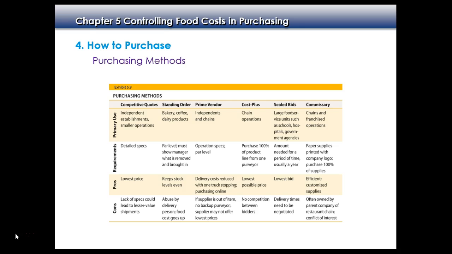Your cost plus, mostly for chain operations. Then you have your sealed bids. You see a lot of those in hospitals. And then your commissary, you see a lot of that in franchise operations.